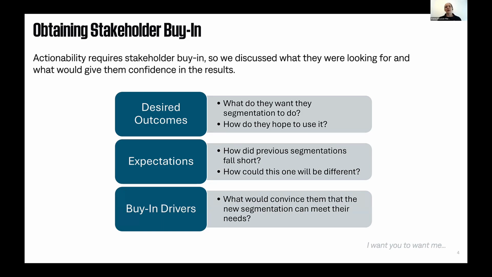So we asked them about their desired outcomes, what do they want it to do, their expectations, particularly in terms of, say, comparing to previous segmentations. Did they feel that some of the prior segmentations fell short or weren't really applicable in certain things that they wanted to do? And then finally, just asking them straight out, what would help them feel comfortable that this new segmentation model would meet their needs.